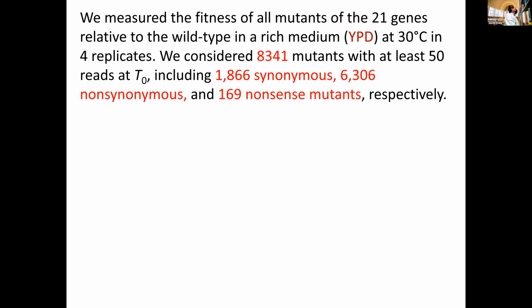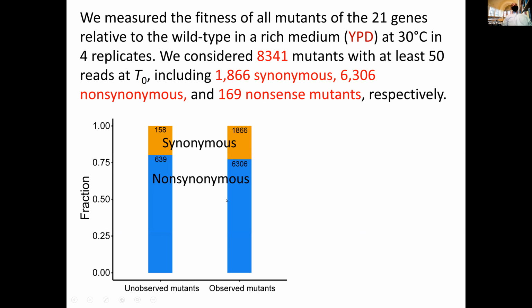In the end, we got the fitness estimates for about 8,000 mutants. We required them to have at least 50 reads at T0, to ensure a certain level of accuracy of the fitness estimate. So this includes about 1,800 synonymous mutations, 6,000 non-synonymous, and 169 nonsense mutants.